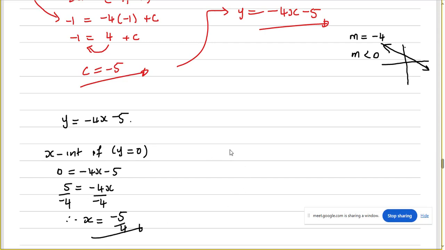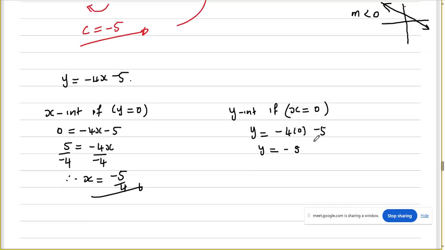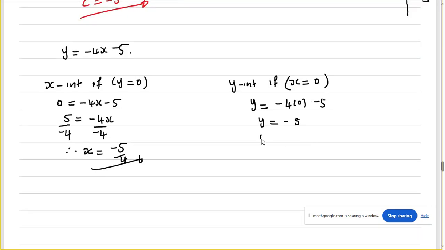Then you can find the y-intercept if x is 0. Meaning that in the equation, where there's x, you put 0 to find the corresponding y value. So this will be 0 minus 5, which gives us y to be -5. Which gives us the coordinates 0, that's the x, and -5, that's your y.